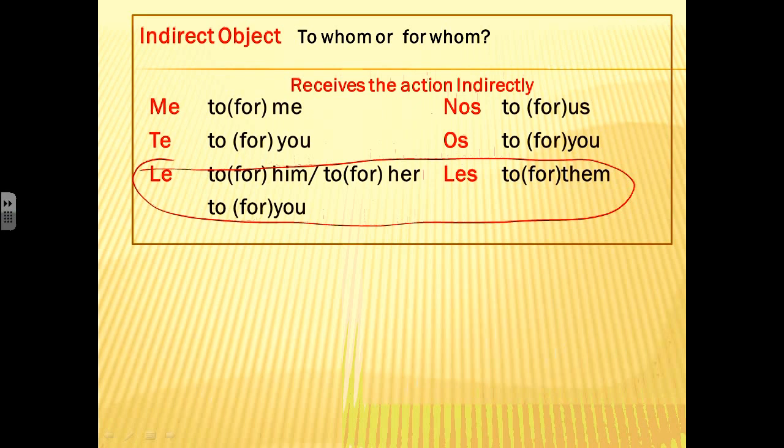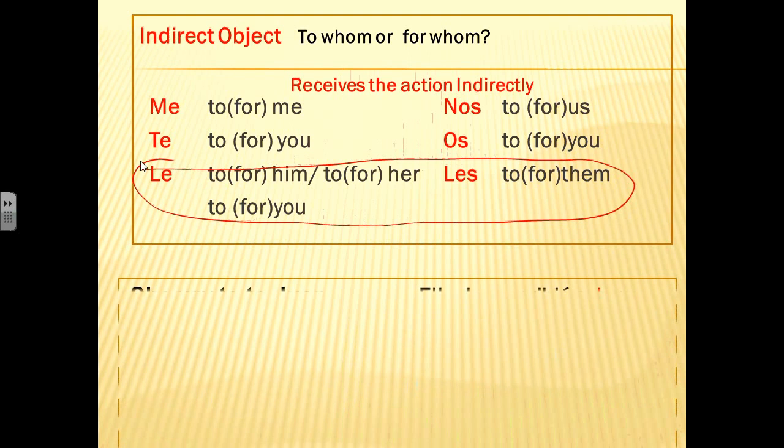So when we're trying to differentiate between an indirect object as a person and a direct object as a person, one answers the question to whom or for whom, the other is just whom. And of course, if you're looking for a direct object, it is always a thing. An indirect object cannot be a thing.